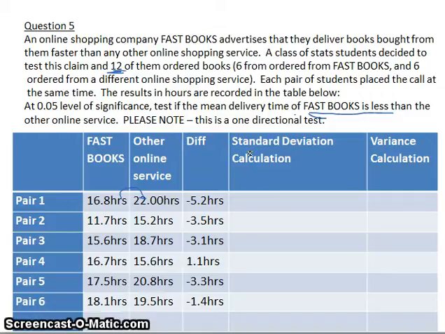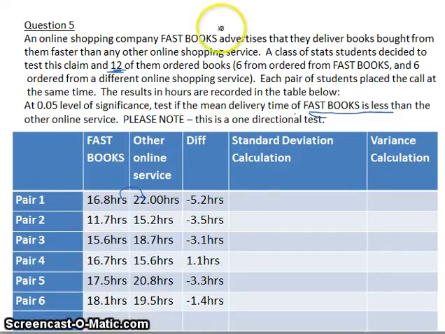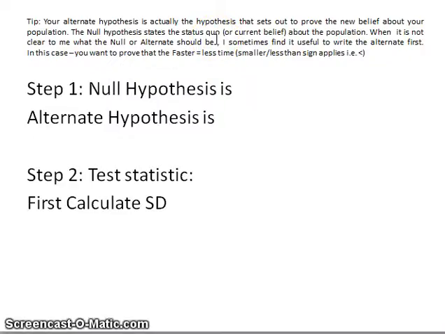Now, step number 1 is to calculate our null hypothesis. A tip that I've prepared beforehand is to remember that your alternate hypothesis is the hypothesis that sets out to prove your new belief about your population. The null hypothesis tells you what you currently believe is happening in your population, or it states the status quo about the population.